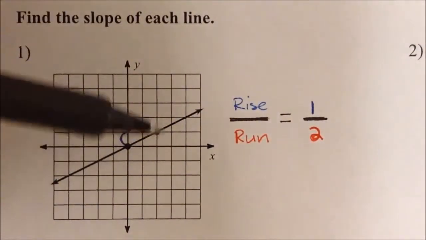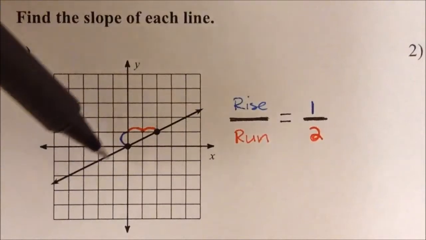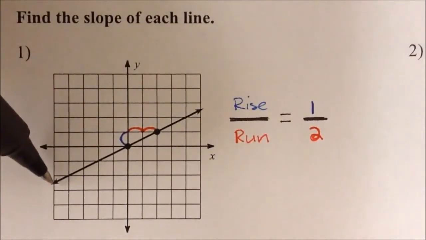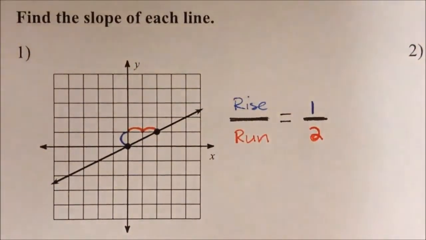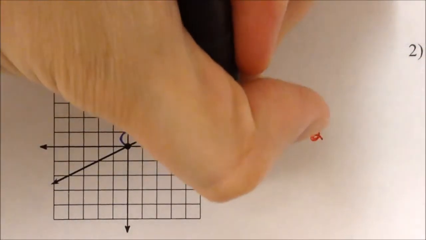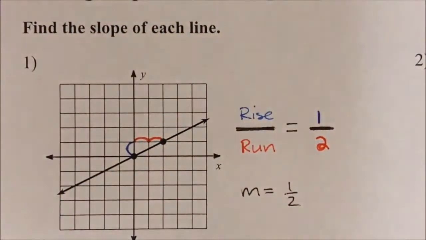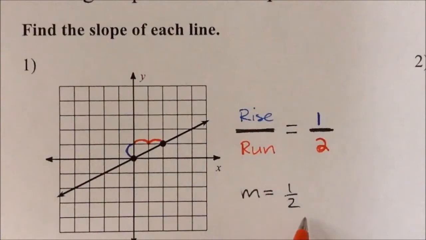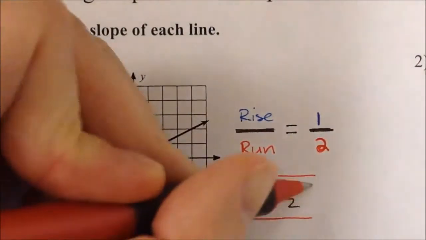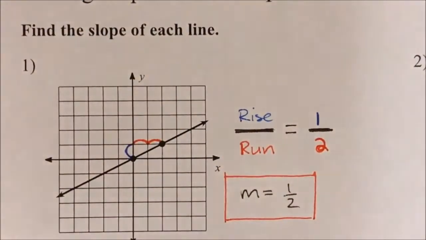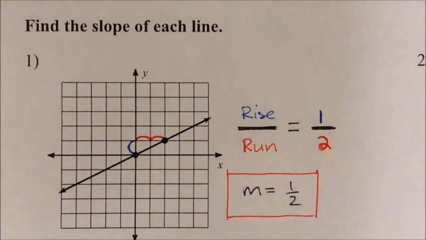I don't have to worry about signs because as you can see, the graph, as you move from left to right, starts from the bottom and moves up. So this is a positive slope. Then my slope right here is just 1/2. That's our slope. And I'm going to box this. So that's how you would find slope from this given graph for example 1.